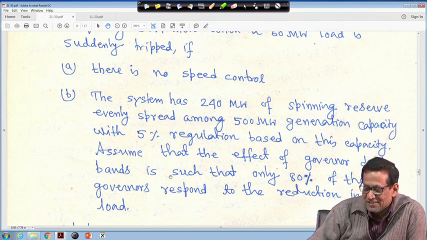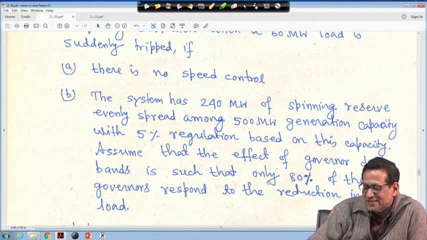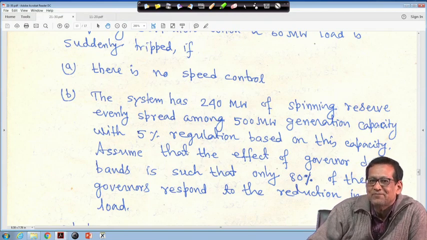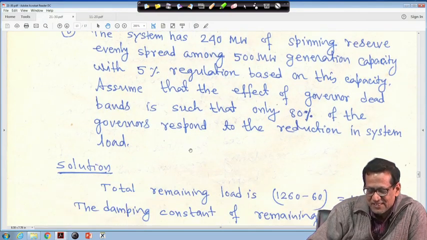So, assume that the effect of governor deadband is such that only 80% of the governors respond to the reduction in system load. If time permits, I will explain governor deadband and its mathematical formulation in half an hour. It will not take long, if time permits.